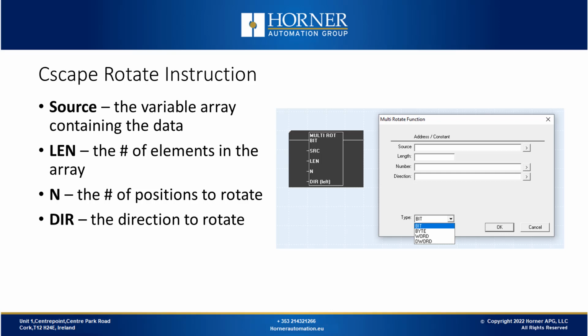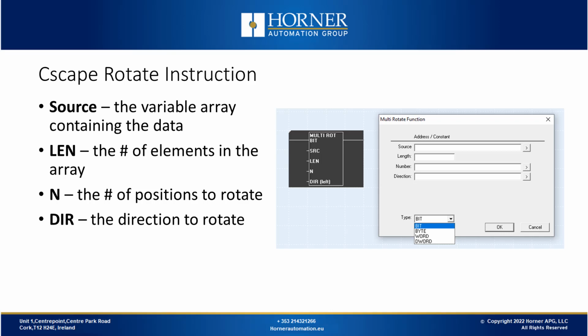Source is the same as multi-shift. It's the variable array containing the data that you're going to be rotating. Length is the number of elements in the array, and is how many positions we're going to rotate every time we execute the instruction. And direction is the direction that we're going to rotate. If that input is on, we rotate left, and if it's off, we rotate right. It doesn't have an input or an output, and that's because you're not shifting data in or out, you're shifting data in a circular fashion.